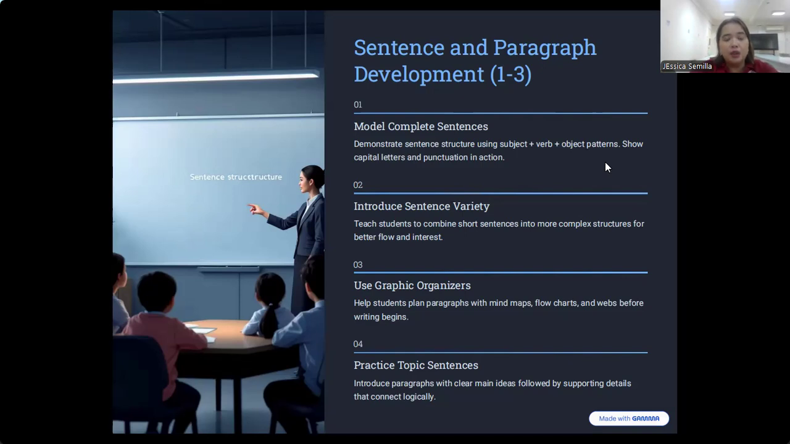Because here, with the graphic organizer also, they can brainstorm their ideas. And then after that, they are going to practice setting the topic sentence or the main idea within the paragraph. So introduce paragraphs with clear main ideas, followed by supporting details that connect logically.